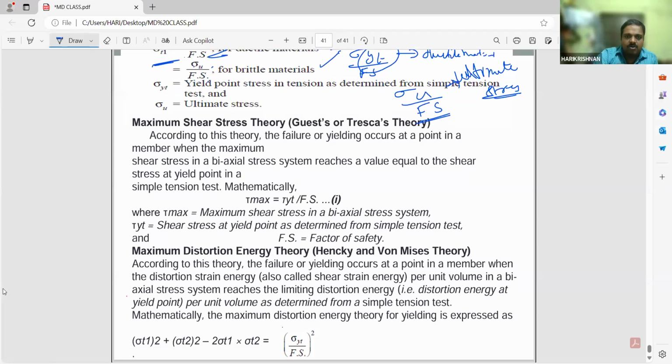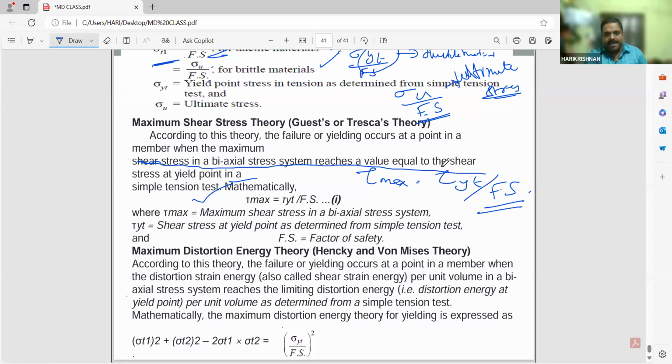So what happens? The failure will happen when the shear stress in a biaxial system reaches a value equal to shear stress at the yield point in a simple tension test. So tau max will be equal to tau YT divided by factor of safety for brittle materials, and tau U, that is ultimate shear stress, for ductile materials. Okay, that is a specialty.